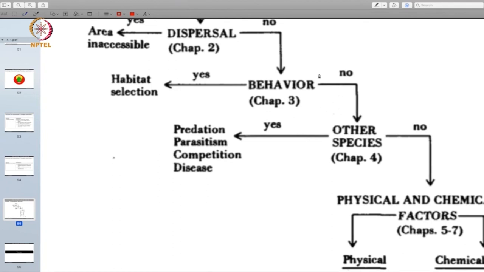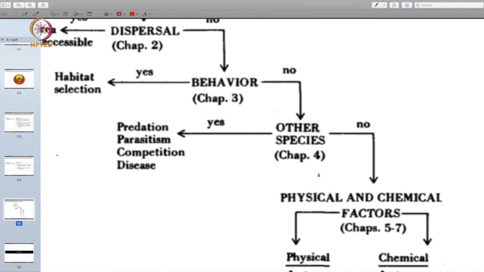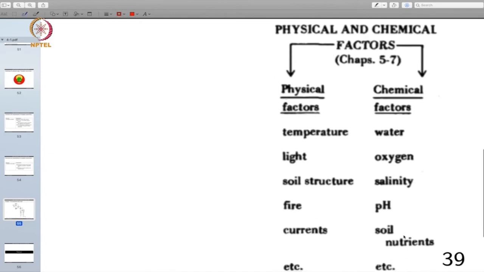If behavioral aspects are also not there, the species has equal preference, then it is possible that the distribution is limited because of predation, parasitism, competition, or disease. So we can perform transplantation experiments and see if it is because of, say, predation or because of, say, parasitism. But if that too is not there, then we will say that other species or biotic components are regulating the distribution. If even that is not there, then we will say that it is because of certain physical and chemical factors. And if we change these physical and chemical factors, say by use of greenhouses or by adding water or by providing fertilizers, we will be able to show whether it is because of a particular physical or chemical factor or because of something else.